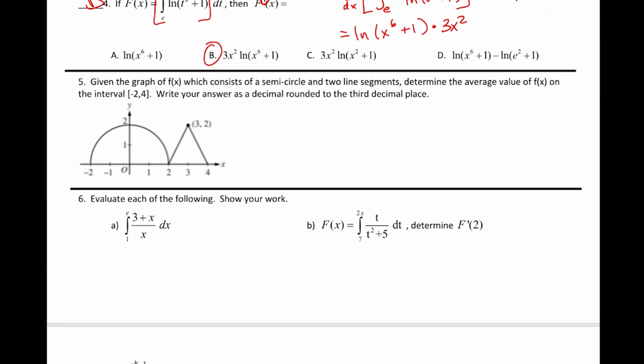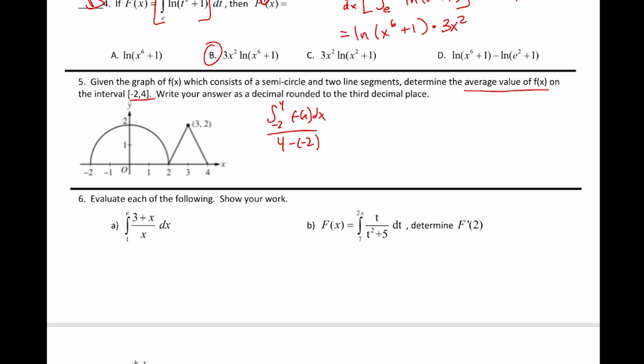Number 5, given the graph of f of x, which consists of a semicircle and 2 line segments, determine the average value of f of x. Okay, so right away I'm thinking average value of f of x between negative 2 and 4. That's going to be the integral from negative 2 to 4 of f of x dx divided by 4 minus negative 2, which would be 6.